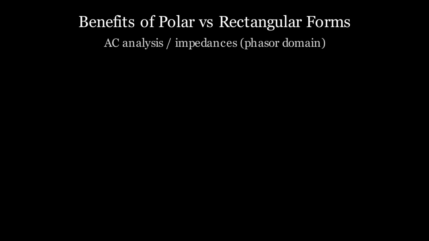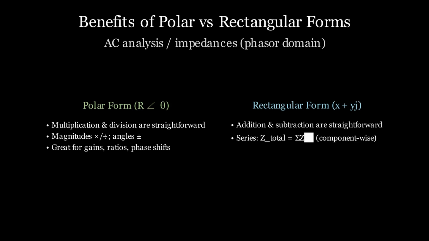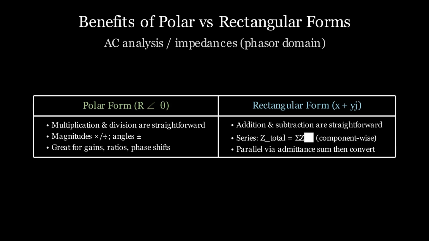The benefit of rectangular form is that it allows you to add impedances in a series circuit, where the total impedance is the sum of all the individual impedances of the different components. This can only be done in rectangular.